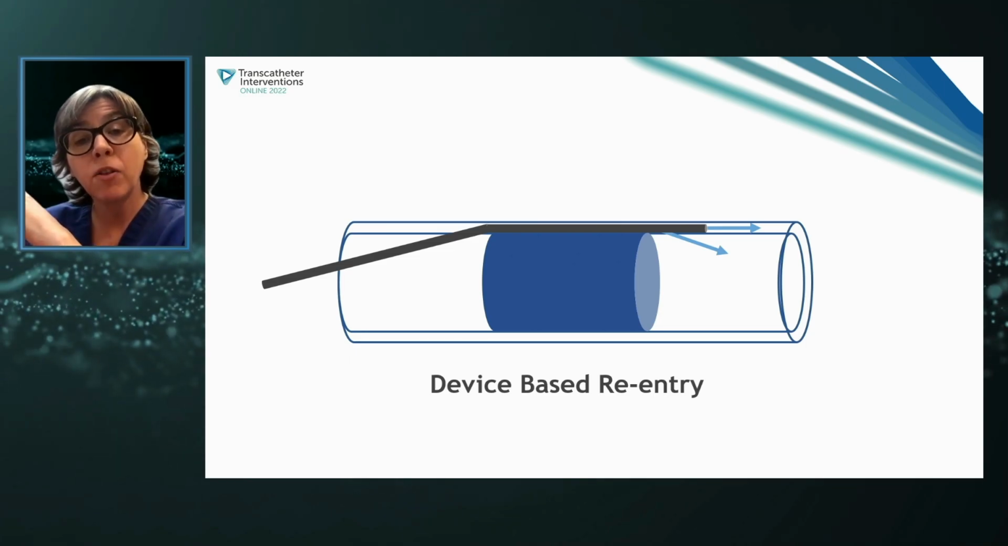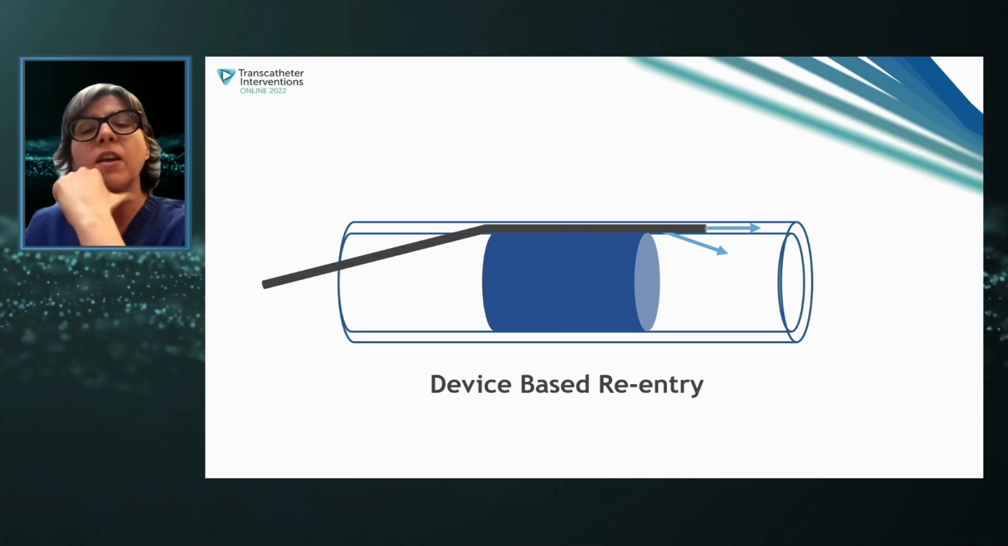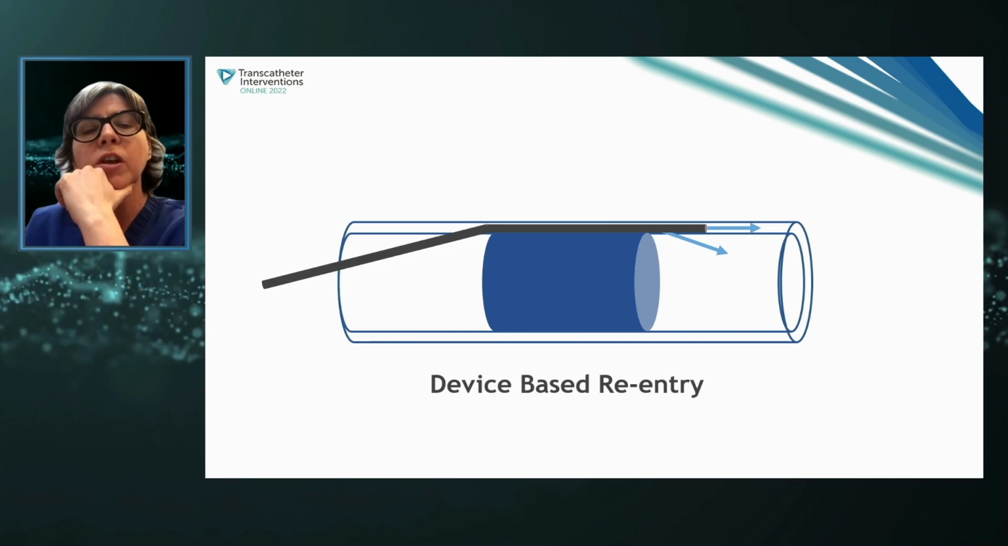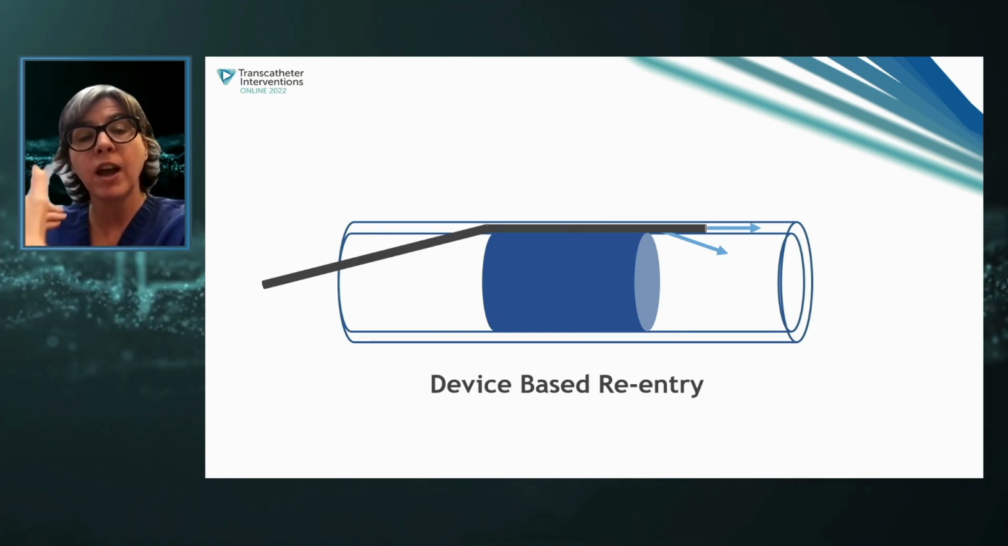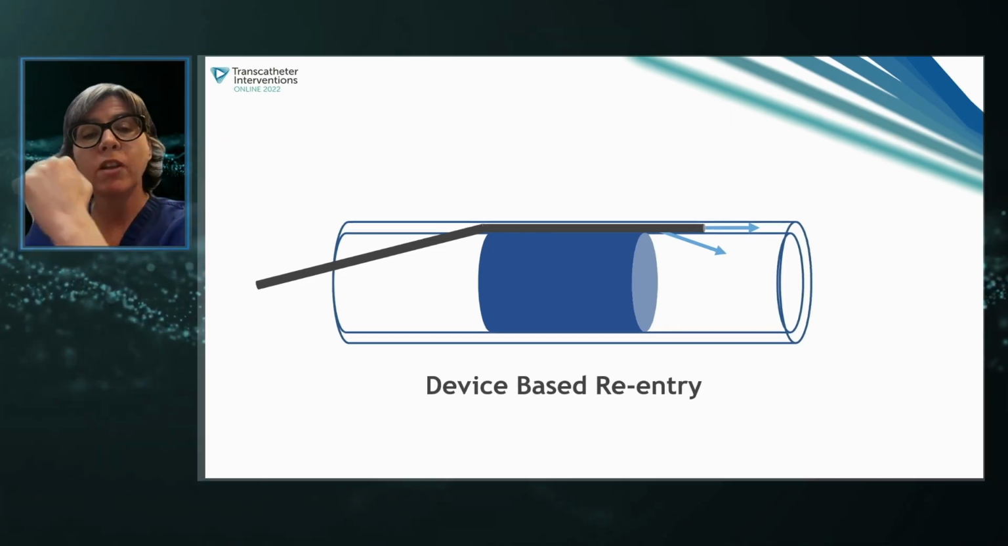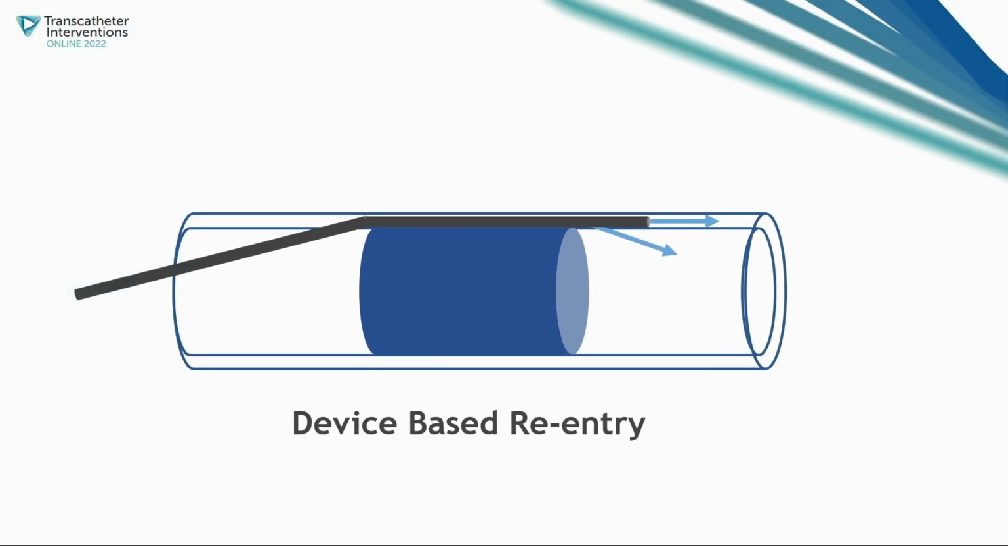So coming back to the Recross catheter, this is given as a second option for device-based re-entry. Because the Recross has these two exit ports on either side of the microcatheter, if you end up subintimal, you can track that after your first wire, and then you can explore both ports and see if you can re-enter the lumen beyond the occlusion.